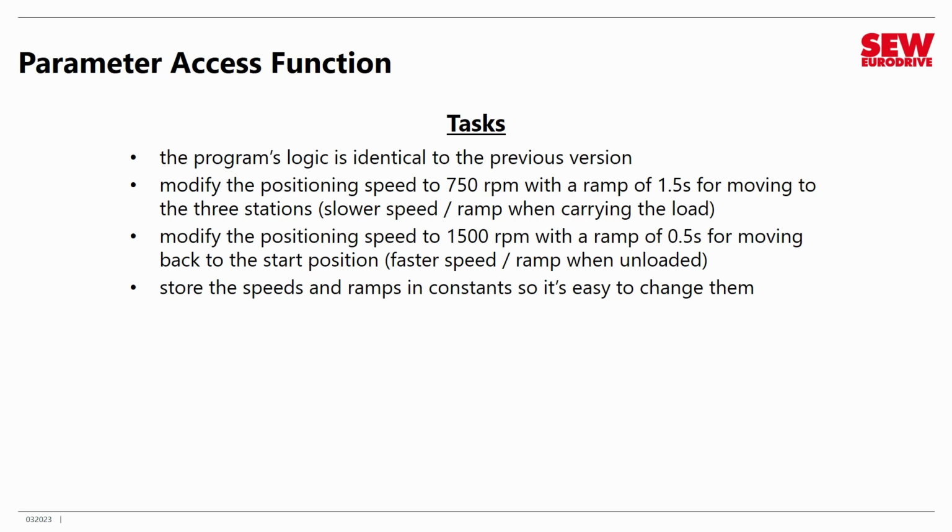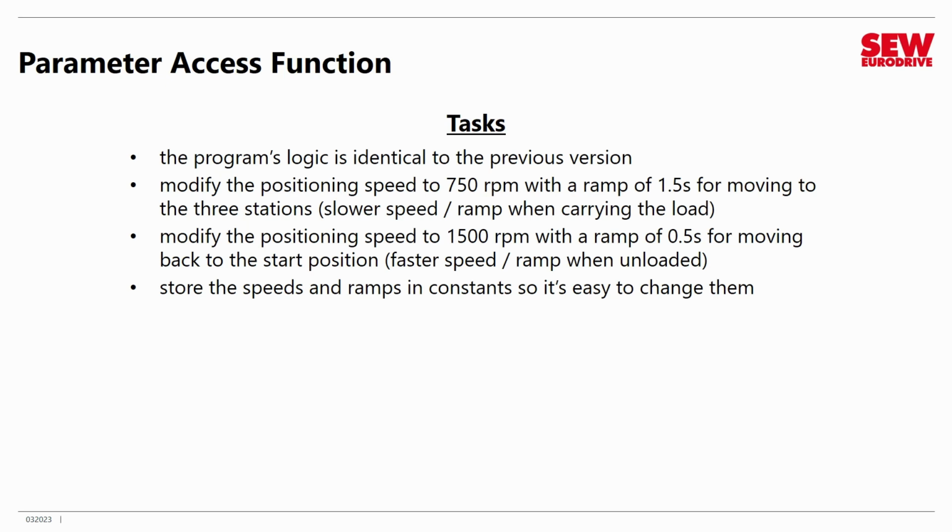So when you are working your way through the stations as the can is being filled, weighed, and palletized, I want you to use a positioning speed of 750 RPM with a ramp of 1.5 seconds. So you're kind of using a slower speed and ramp when you're carrying a load. But then when you return back to the beginning, you want to do that really fast because the carriage is empty. So use 1500 RPM with a ramp of 0.5 seconds.